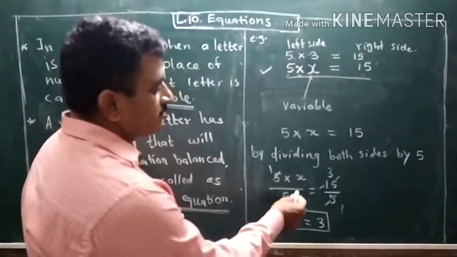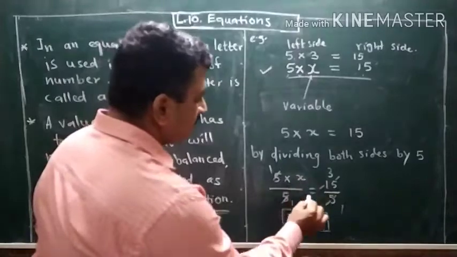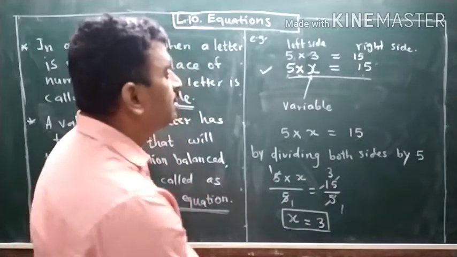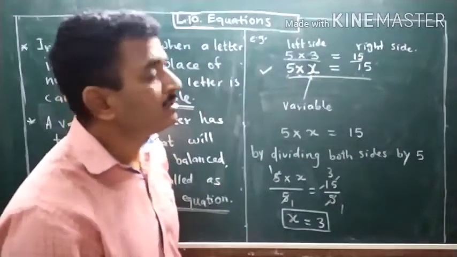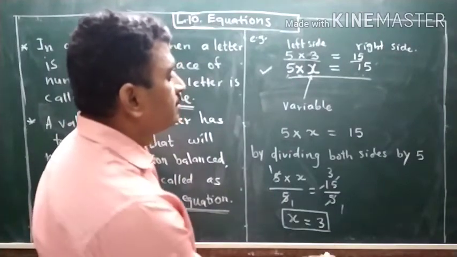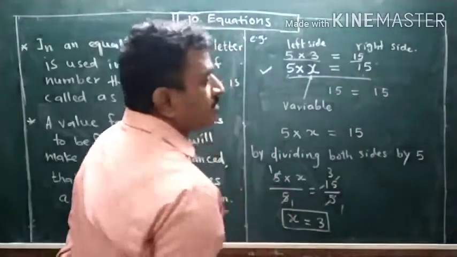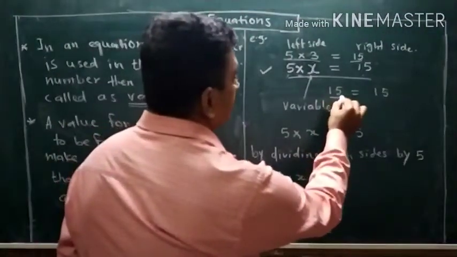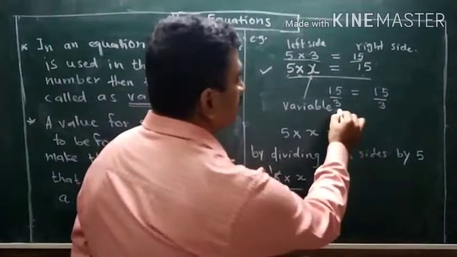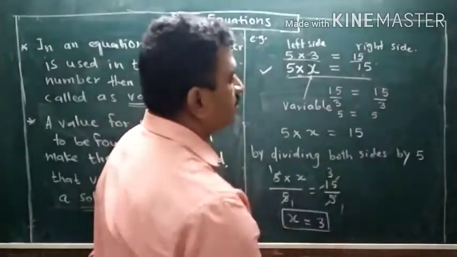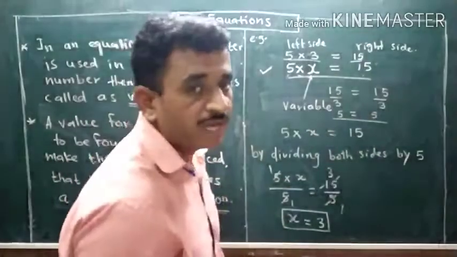So when we divide this, we are getting the x on the left hand side and we are getting the 3 on the right hand side. So we are getting the value of x is equal to 3. When we put the value of x is equal to 3 over here, then we are getting the answer 15, that is correct. So when we are writing 15 over here and 15 over here, when we divide by 3 on both sides, then we get the answer 5. So you can see this equation is balanced.